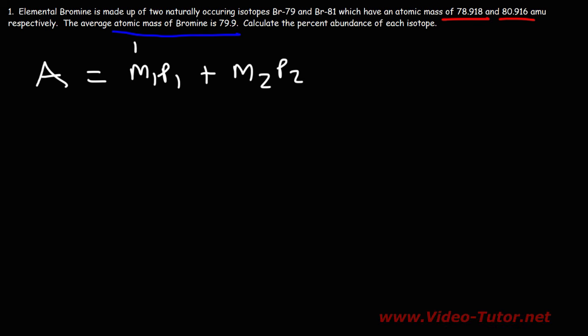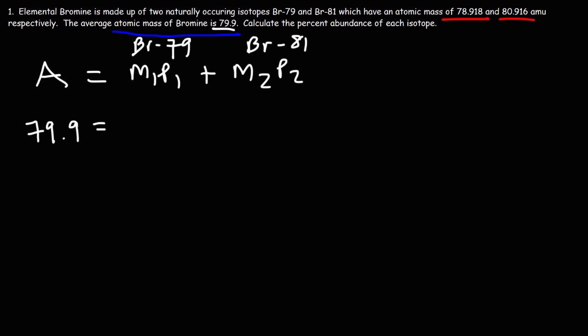There's no limit in terms of how many isotopes a specific element can have. So M1P1, we're going to associate that with bromine 79. And M2P2, let's associate that with bromine 81. Now, this problem gave us the average atomic mass, and that's 79.9 atomic mass units. M1 is the mass of Br79. It's not exactly 79, but it's close to it. So M1 in this example is 78.918.